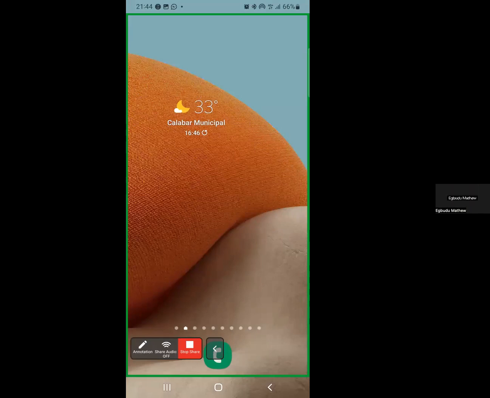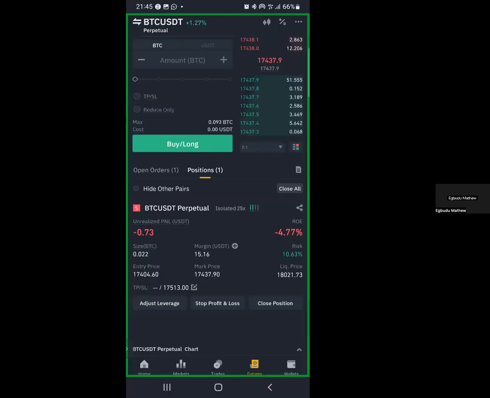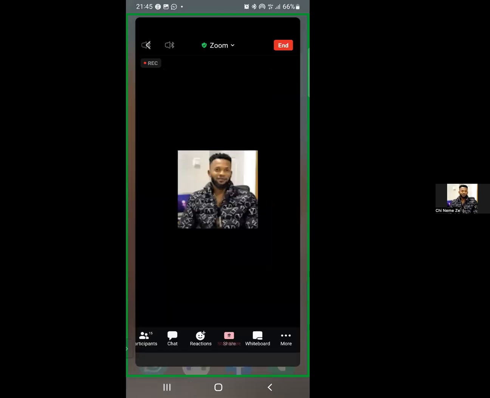Can you see my screen? Hello. Yeah, we can see it. We can see your screen.